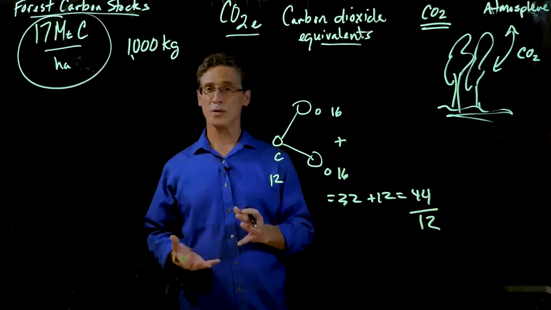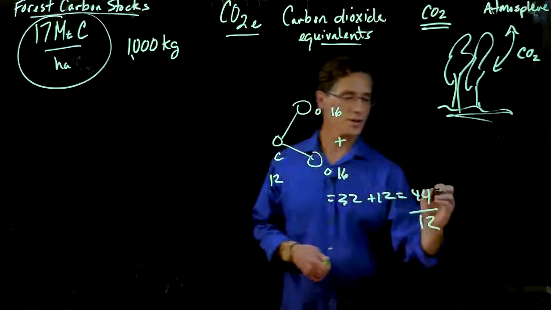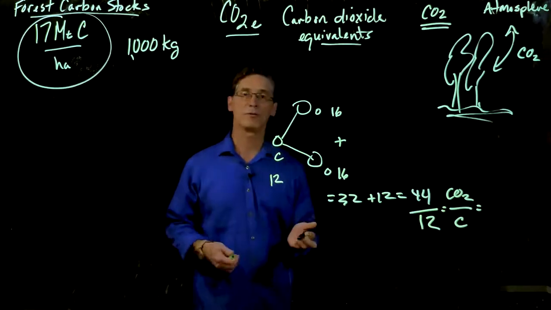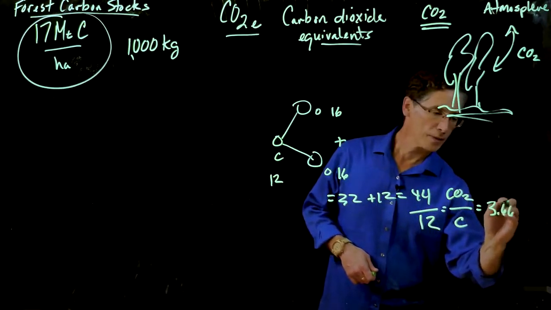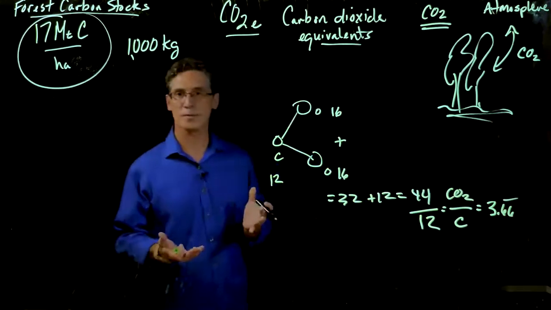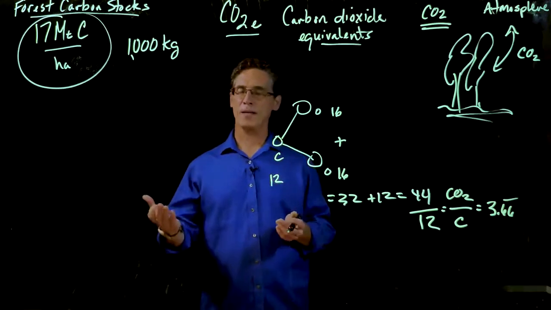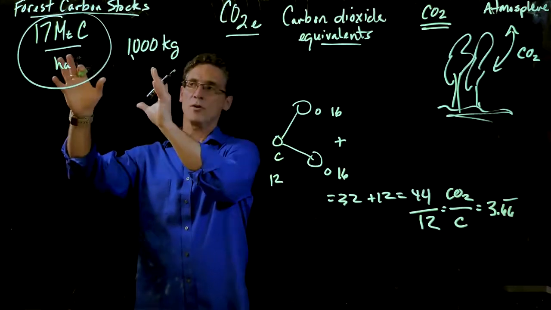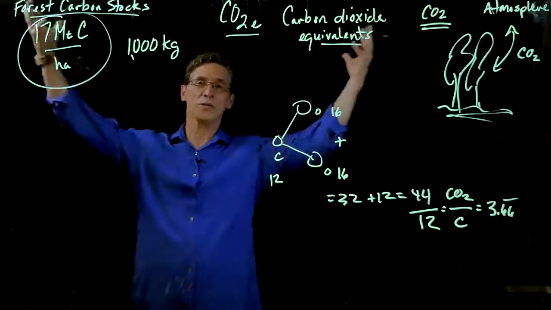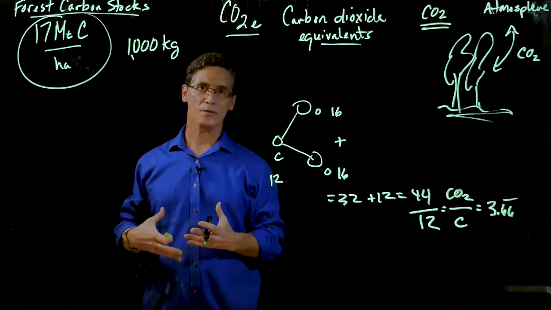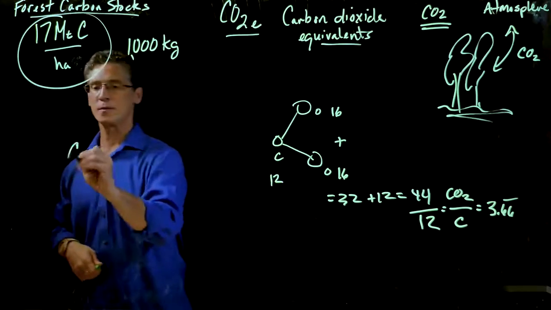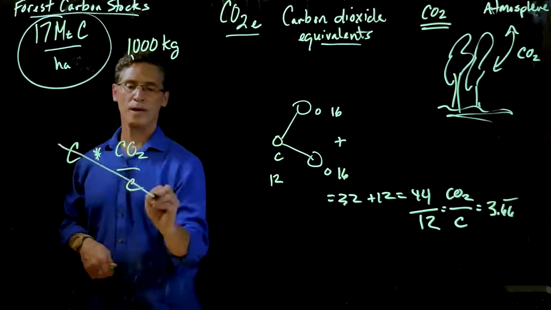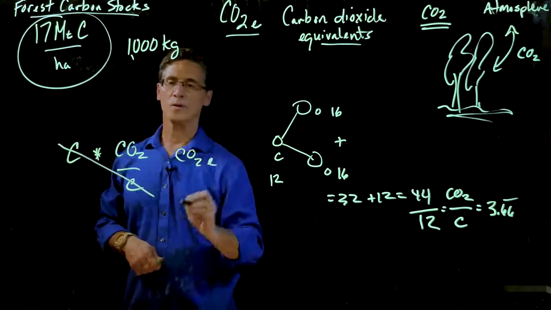So to compute CO2 equivalence, we're going to get the ratio of CO2 to carbon. And 44 over 12 is basically 3.66 repeating, so 3 2/3. So what does that mean? That means if I want to figure out the CO2 equivalence of this 17 metric tons of carbon per hectare, what does that equate to in terms of carbon dioxide that's been pulled out of the atmosphere? Then I have to multiply the carbon times the ratio of CO2 to carbon, and then I get the CO2 equivalence.